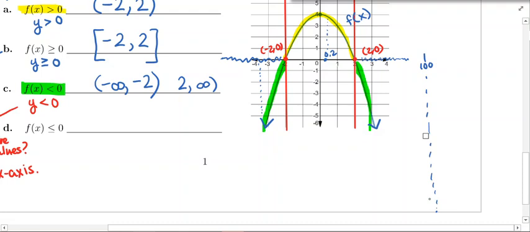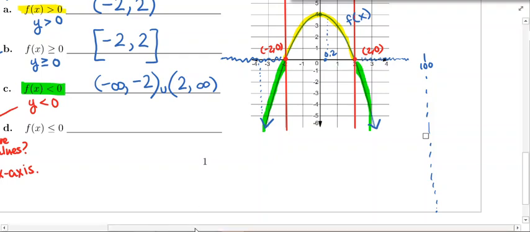You don't want to include 2 itself because 2 is an x-intercept and it has a y value of exactly 0, so we put a parenthesis. It's both of these intervals together, so you can put a little union symbol there, and that's your answer. Any x value less than -2 or any x value bigger than 2 will have a negative y value.